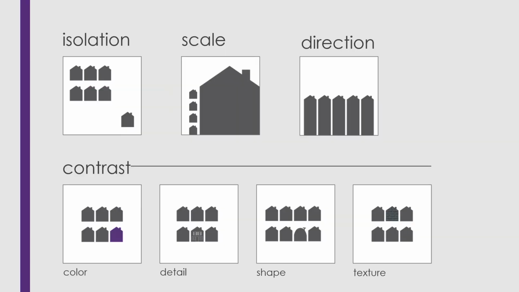Okay, so here were our different ways that we can create hierarchy and focal point and help lead our viewer's eye in our communications. So the things we just talked about were isolation, scale, direction, and contrast. Contrast through color, detail, shape, and texture.